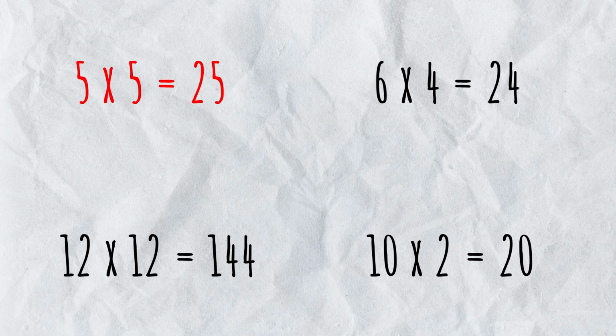Now, if you have been paying attention, you would have selected 5 times 5 and 12 times 12. Because when you times the 2 numbers together, 5 and 5, you get 25. That is a square number. And then when you do 12 times 12, you get 144, which is also a square number, because the 2 numbers that we're tying together are exactly the same. The other 2 calculations, that is not the case.